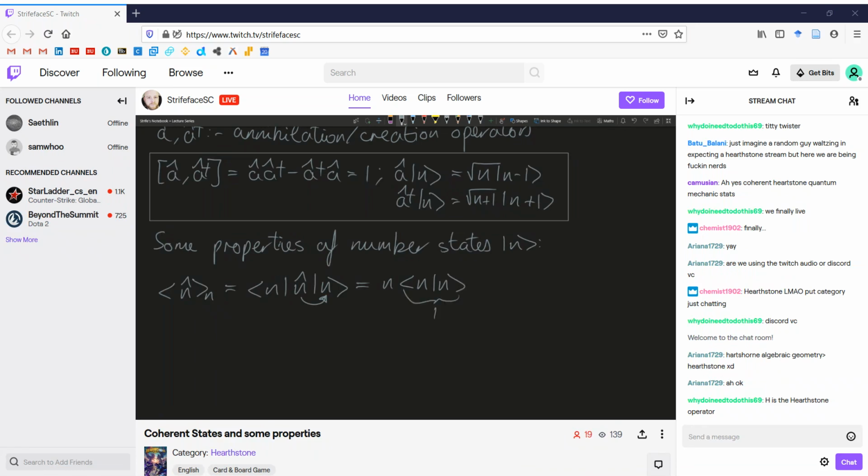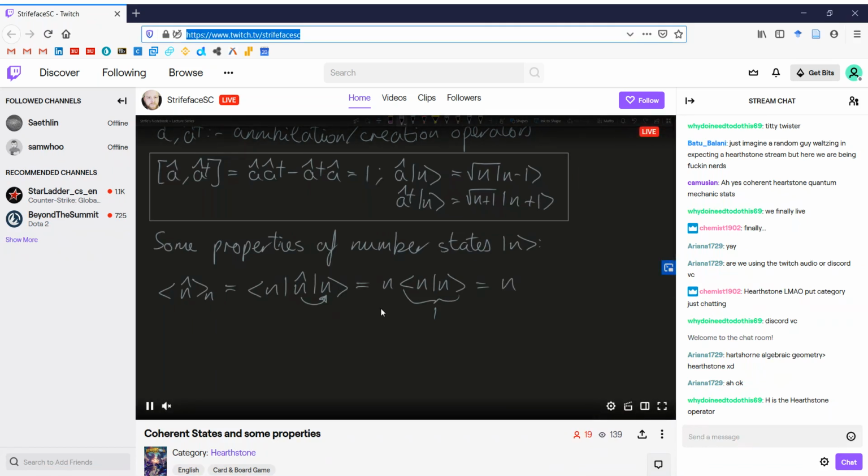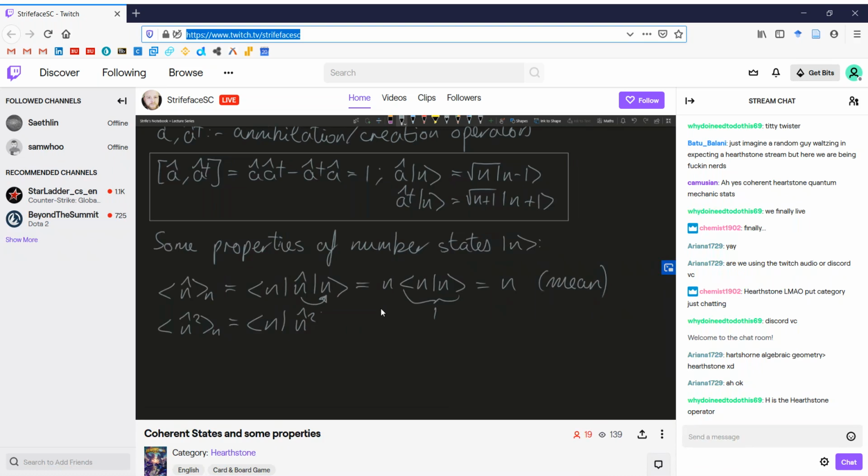Now, we're going to calculate the mean of the square next in order to evaluate the variance. It's the same process, only it's N squared. In this case, N acting twice on n simply gives us n squared. And this is the mean square.